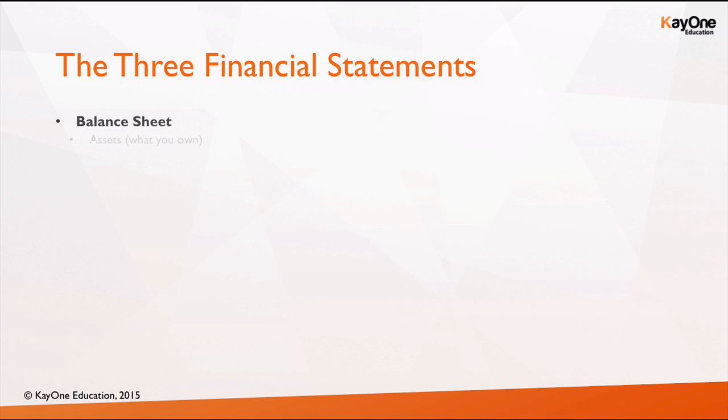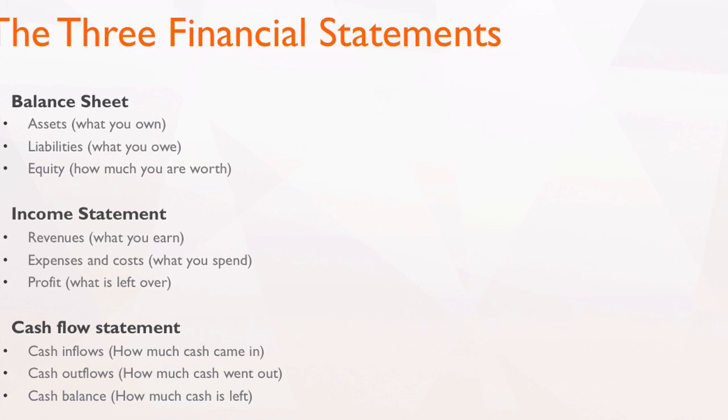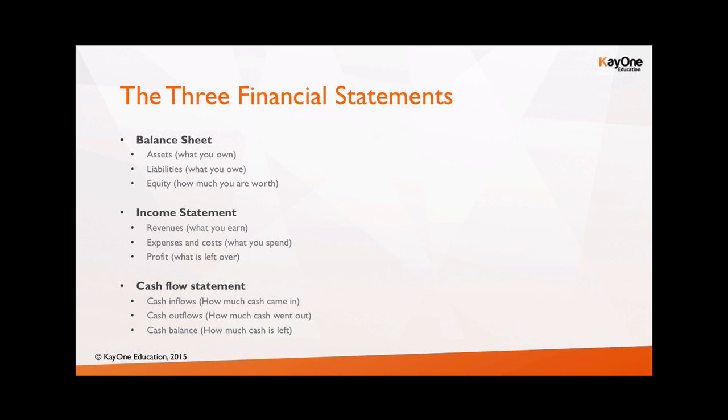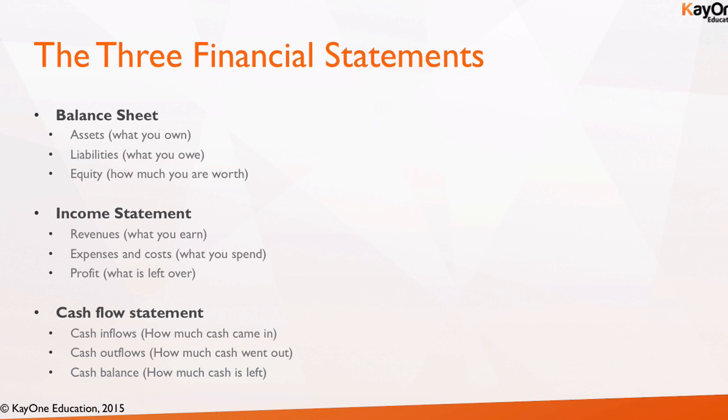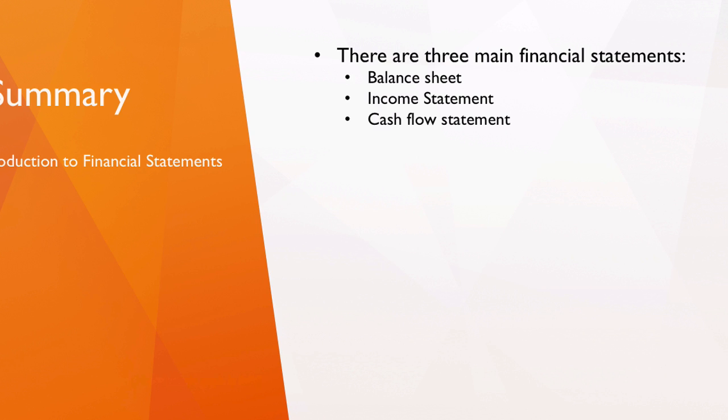So to summarize, we have three financial statements: the balance sheet, the income statement, and the cash flow statement. The balance sheet shows what you own, what you owe, and what you're worth. The income statement shows what are your revenues, what are your expenses and costs, and what is your profit. At the same time, the cash flow statement shows you the cash inflows, cash outflows, and the cash balance. So in summary, we saw three financial statements: the balance sheet, which is also called the statement of position, the income statement, which is also called the statement of performance, and the statement of cash flows.